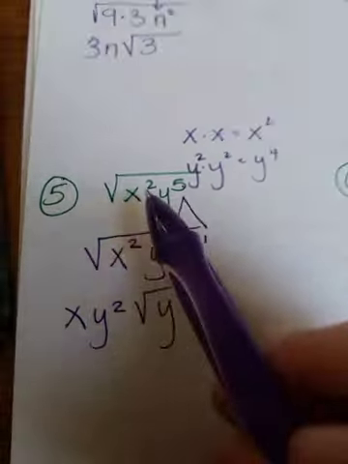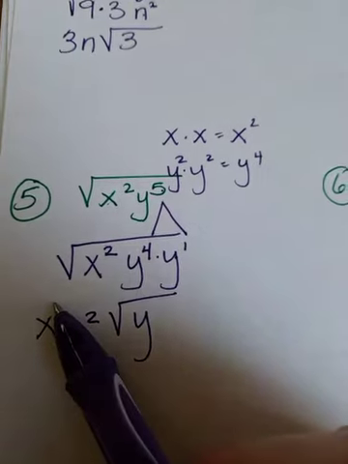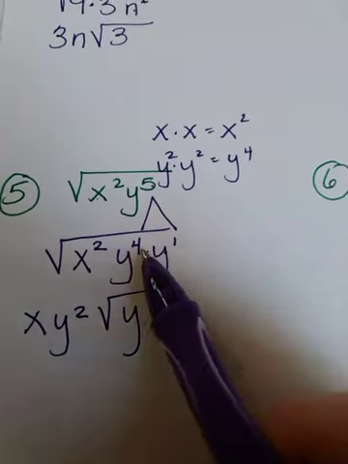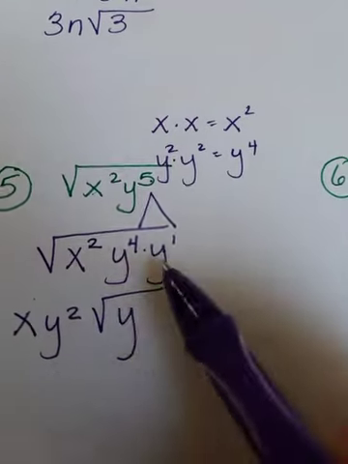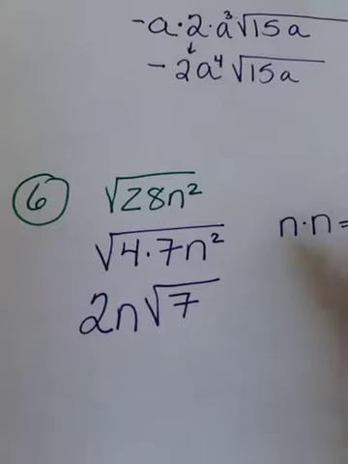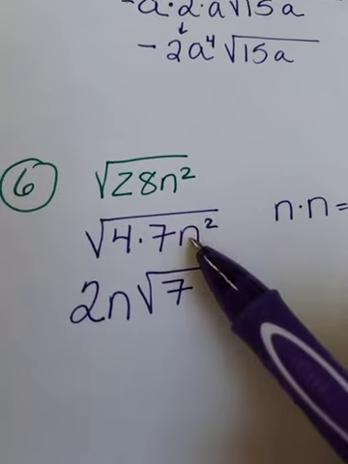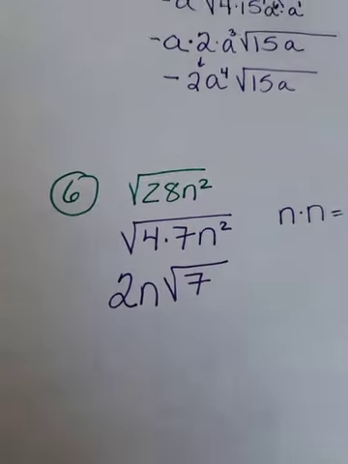This one here, x squared. 2 divided by 2 is 1, so I have an x to the first on the outside. Y to the 4th, 4 divided by 2 is 2, y squared on the outside. And then y to the first stays on the inside. Number 6, n squared. 2 is even. 2 divided by 2 is 1. So there's that lesson.